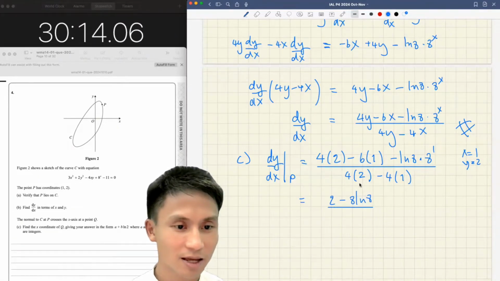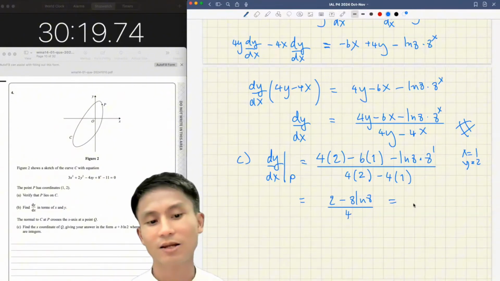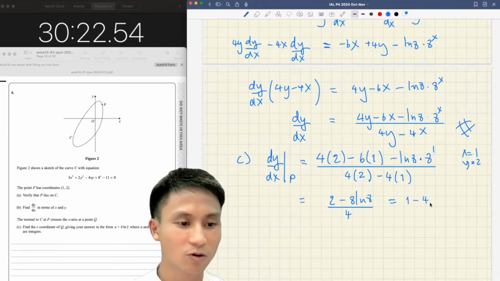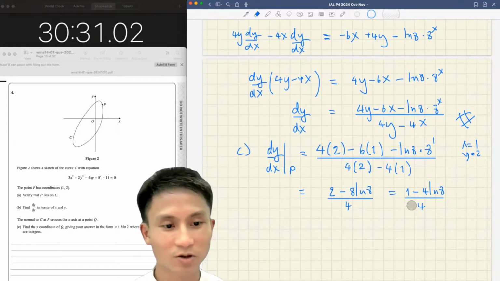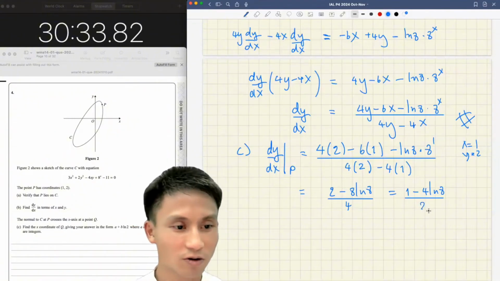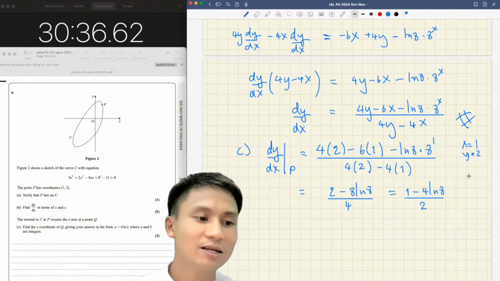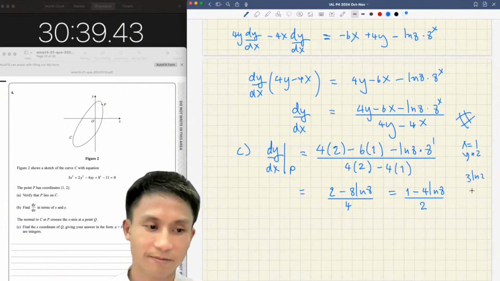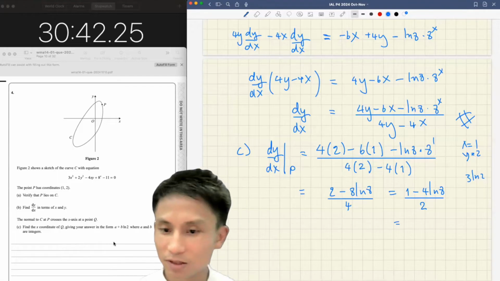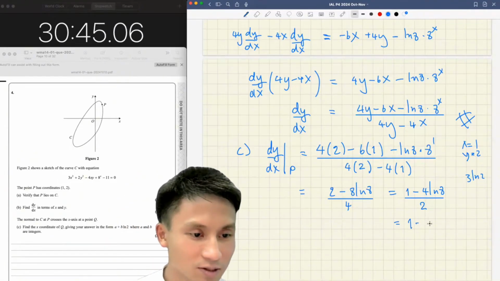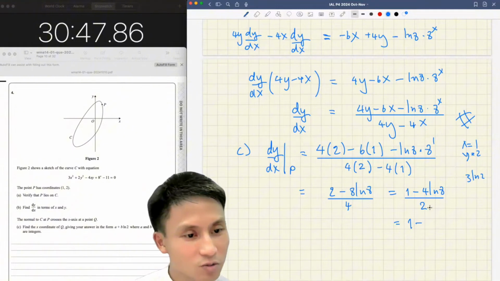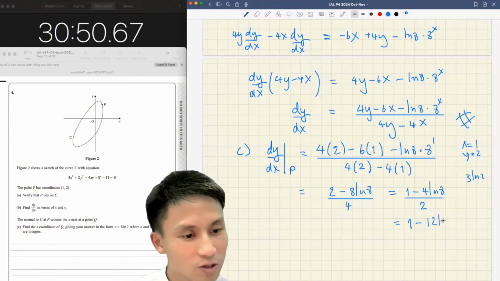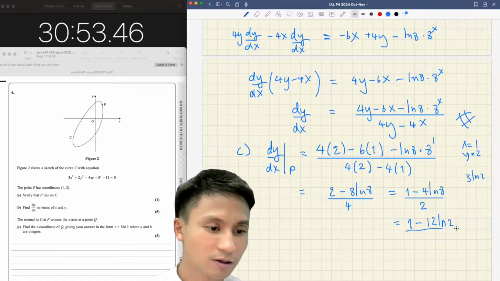Not going to do anything there. And this is 8 minus 4, so we get a 4. Simplifying by 2 on every term, we get 1 minus 4 ln 8 over 2. Wait, hang on, we cut 2, so that should be a 2, not a 4. I was thinking ln 8 is actually 3 ln 2 using a log property, because we need ln 2 here. So that's 3 ln 2 multiplied by 4, we get 12 ln 2. That should be fine.